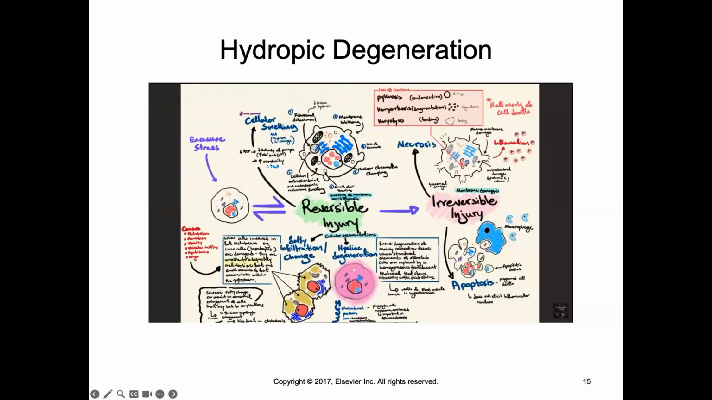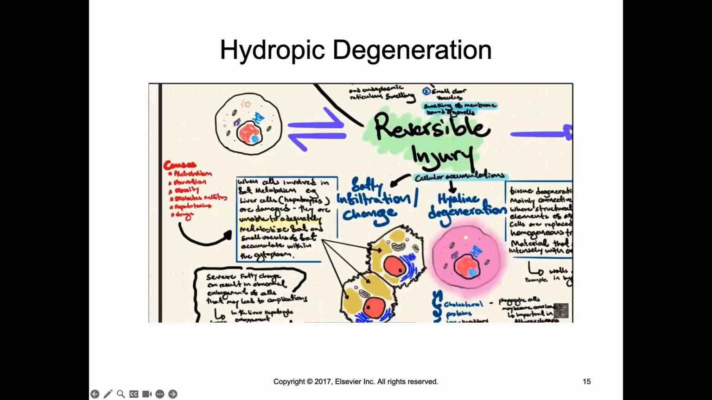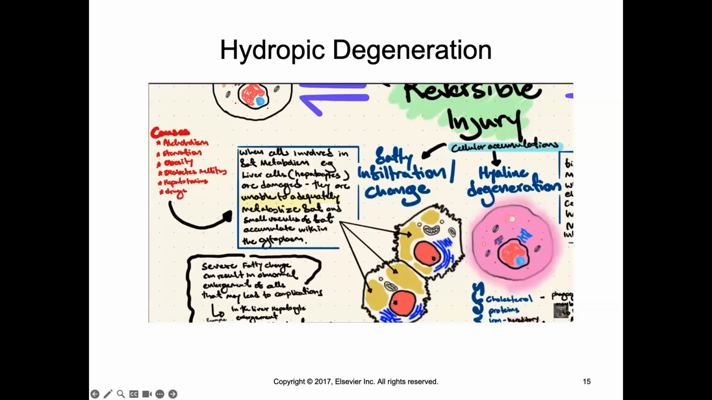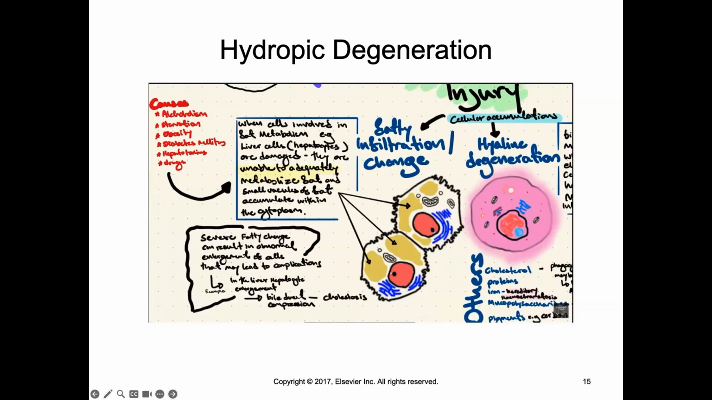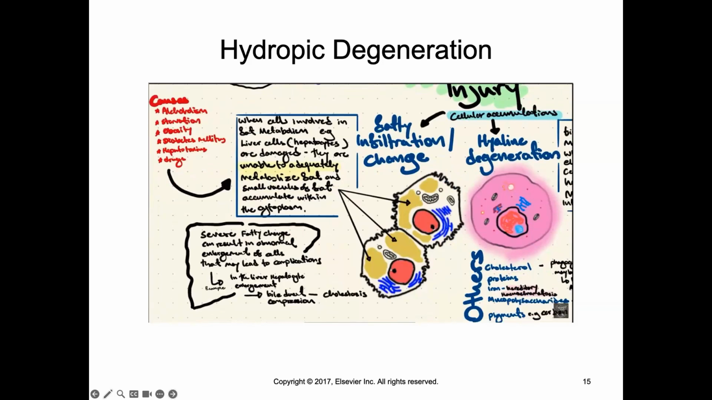Another hallmark of reversible injury is intracellular accumulations, and an excellent example is fatty change. When cells involved in fat metabolism, for example, liver cells, are damaged, they are unable to adequately metabolize fat, and so this fat accumulates within the cells. Now, there are several causes of damage to liver cells, for example, alcoholism, starvation, obesity, diabetes mellitus, liver toxins, or drugs. So mild fatty change may have no effect on cellular function, but severe fatty change can result in abnormal enlargement of cells, and this may lead to complications. For example, if liver hepatocytes enlarge, they may compress the surrounding bile ducts, and this may lead to cholestasis.